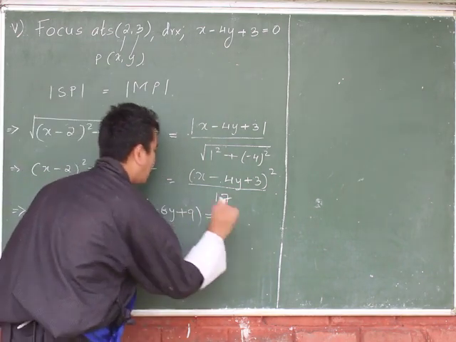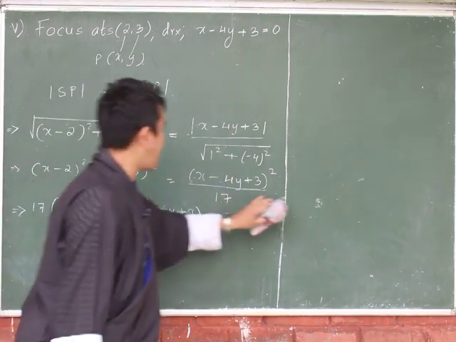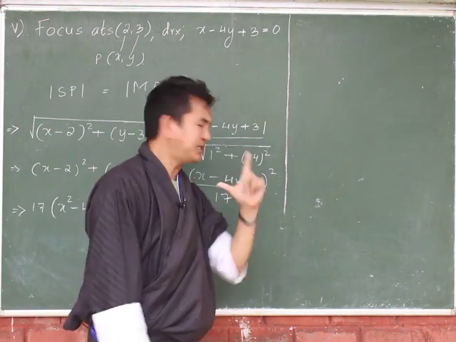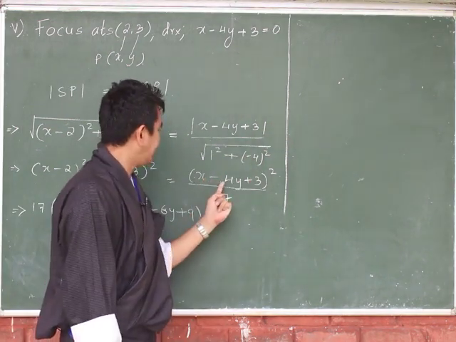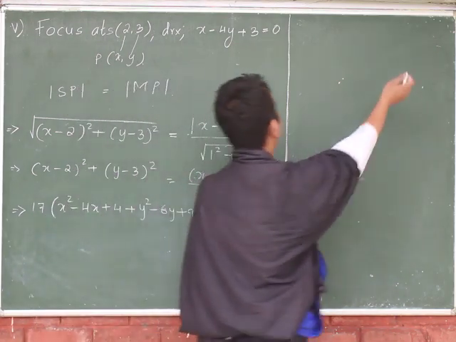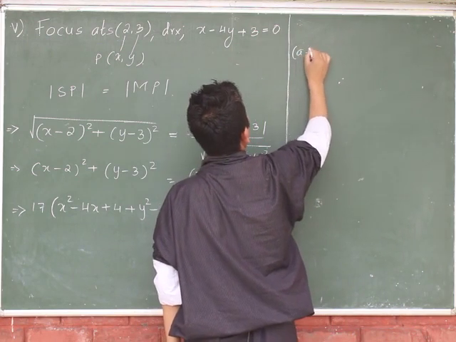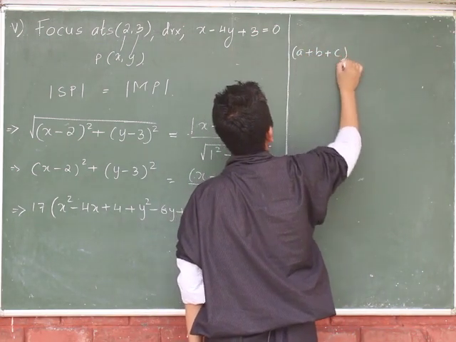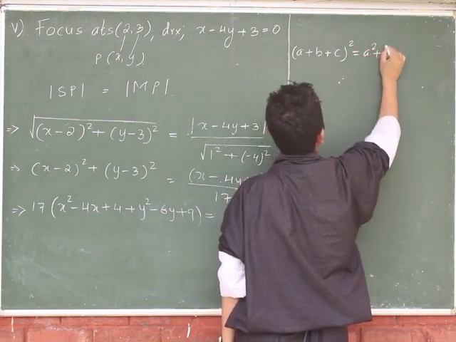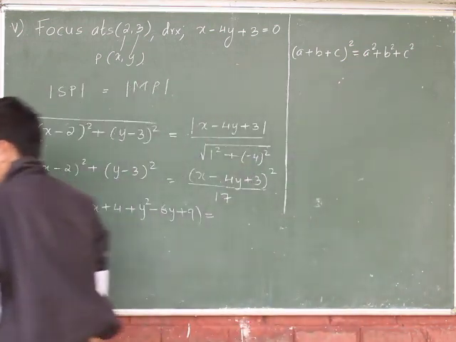That is equivalent to, now the interesting part here is how to expand x minus 4y plus 3 whole square. This is in the form of a minus b plus c whole square. For that I will give you one formula. That is, we have a plus b plus c whole square is equivalent to a square plus b square plus c square. Oh, this one, yeah, I need more space.